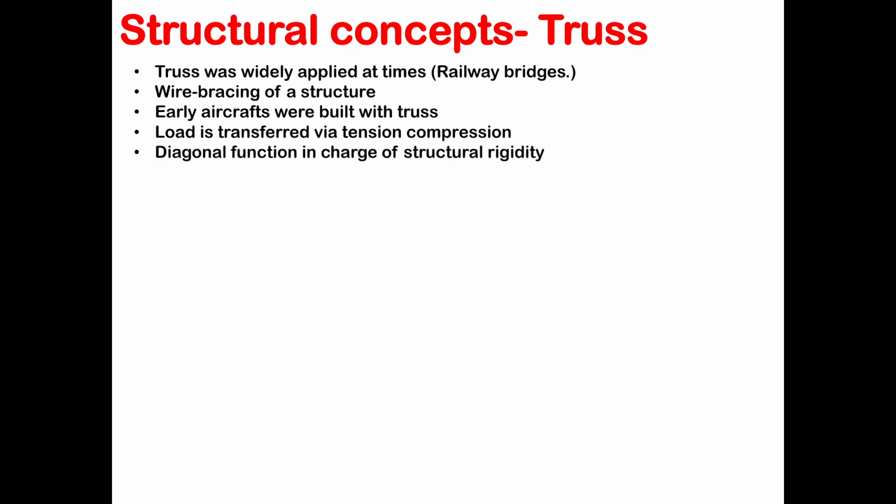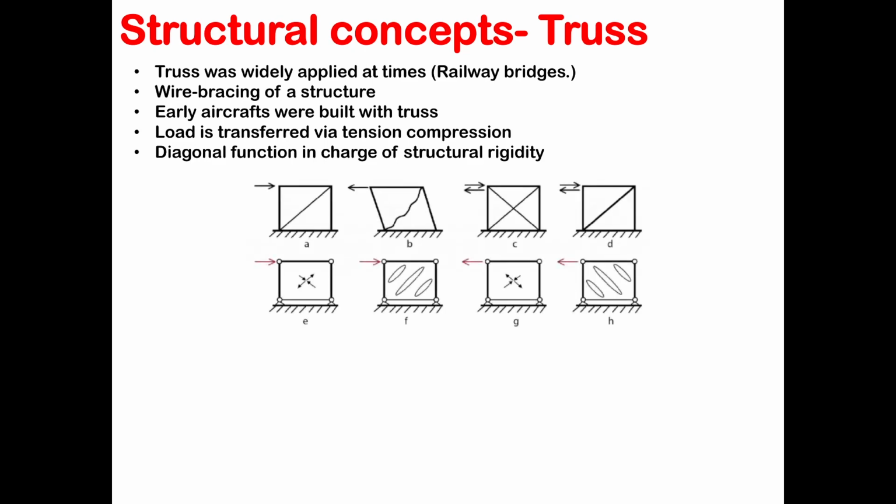We need to add a diagonal function that should be in charge of structural rigidity. As an example, we have the truss structure with a wire at the diagonal as the diagonal function. So if you have the wire this way, it will be resistant to any sort of compression in this direction, but it won't be able to resist any sort of tension in this direction.